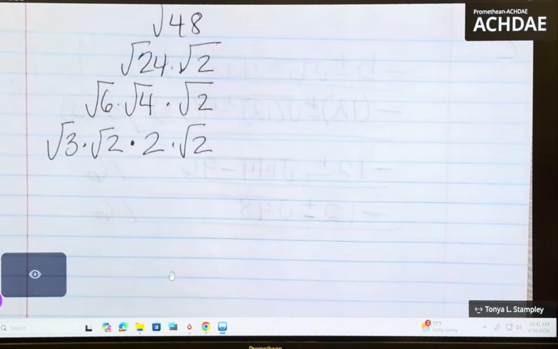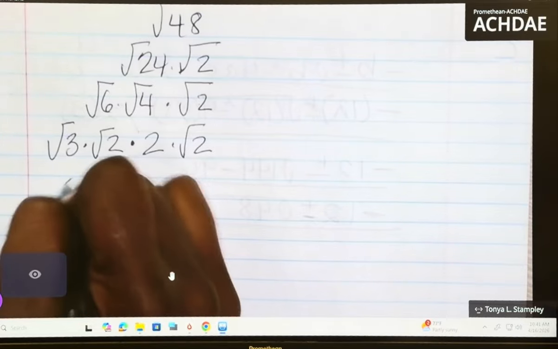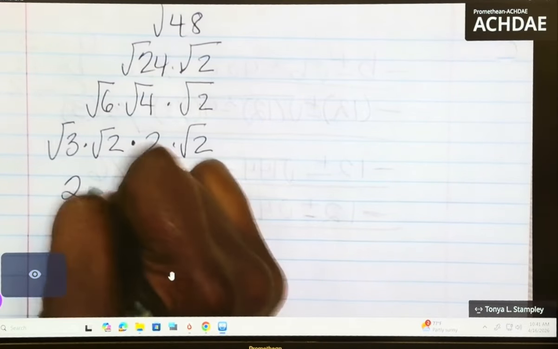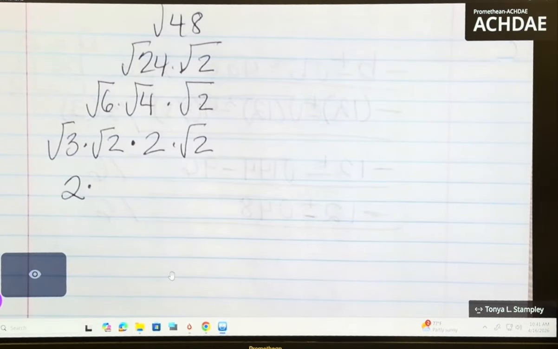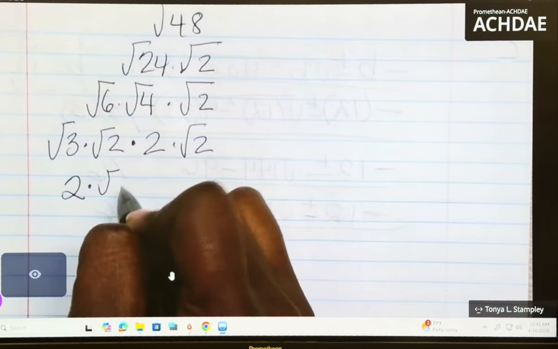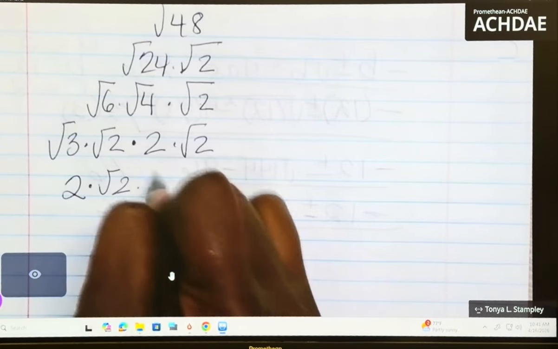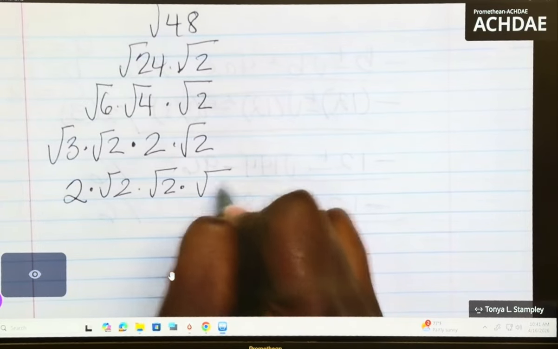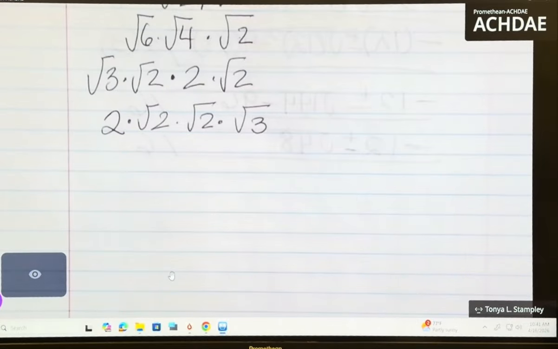What do I want out front? The whole number 2. So let's put the whole number 2 out front. Now, let's put these in order. What we got? Radical 2 times radical 2 times radical 3. What are we doing? We are simplifying the radical.